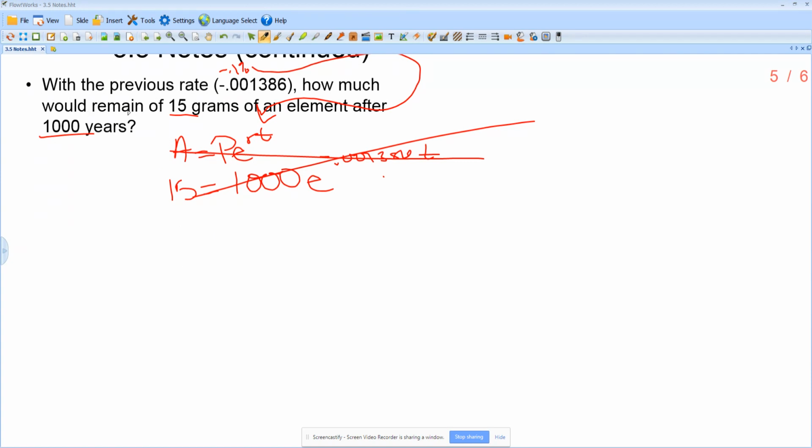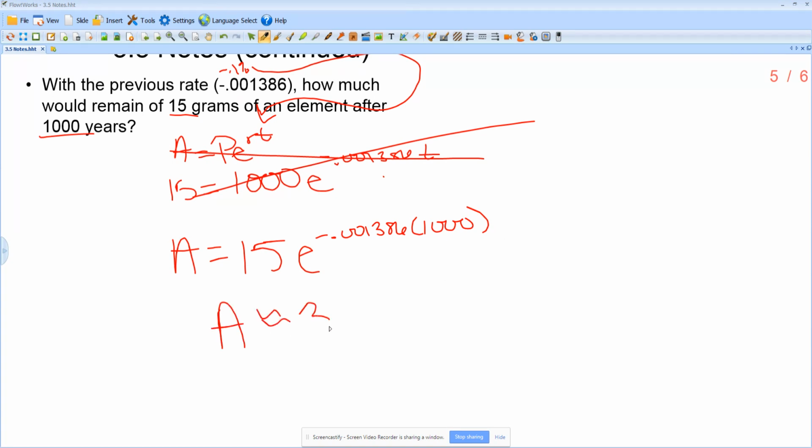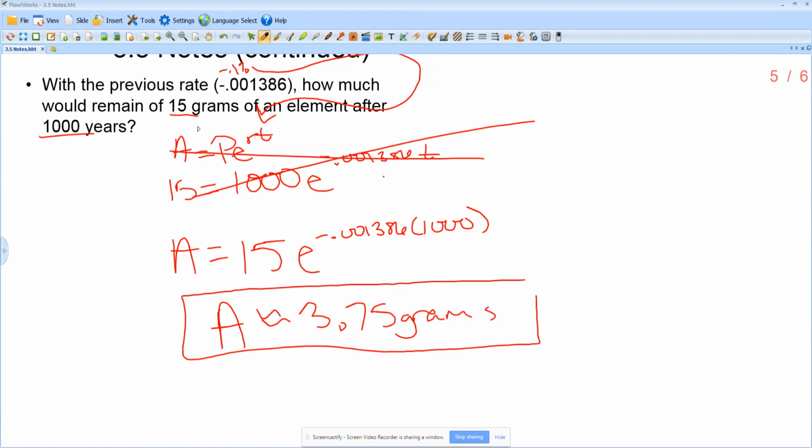It wants to know how much will remain. So we don't know what A is. The amount we're putting in is 15. We have e to the negative 0.001386 and 1,000 years. Okay, so this is a lot easier of a question because you just pop that right into a calculator. You get A is approximately 3.75 grams. Again, you think about whether or not this makes sense, and this does make sense. I started off with 15 grams. I'm talking about decay. I now have 3.75 grams.